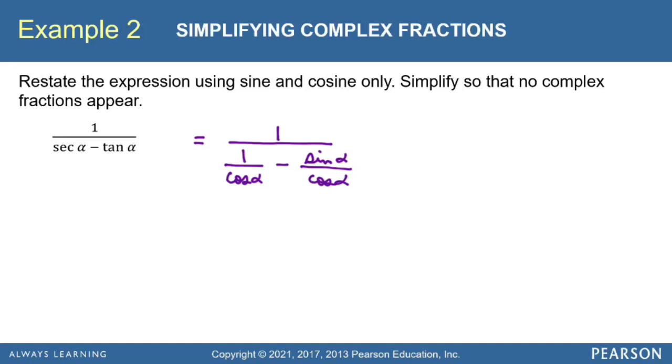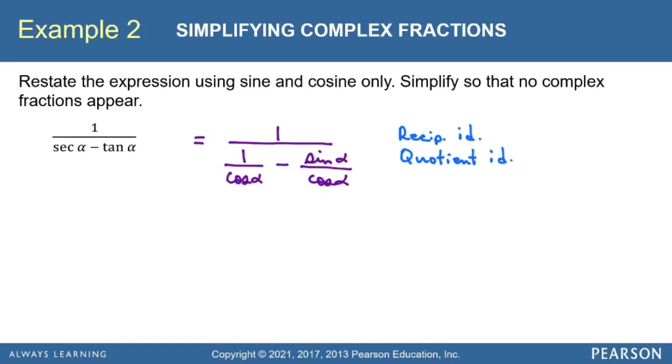What kind of identity lets me restate secant of alpha as 1 over cosine of alpha? That would be a reciprocal identity. And what kind of identity lets me restate tangent of alpha as sine of alpha over cosine of alpha? That would be a quotient identity. Okay, now this is a complex fraction.